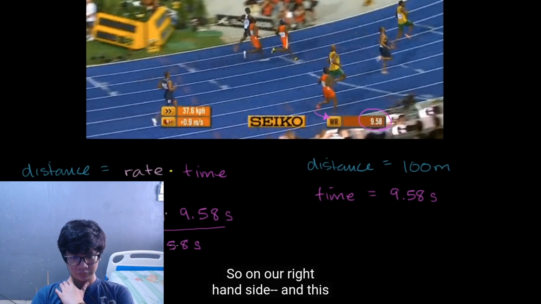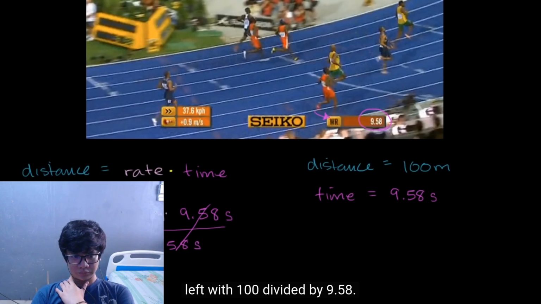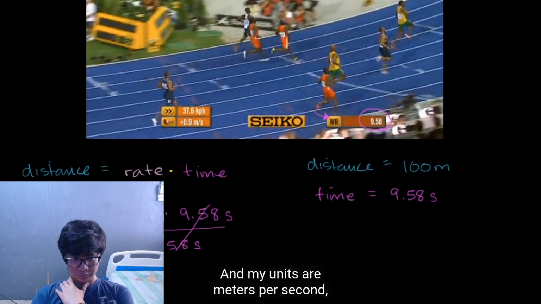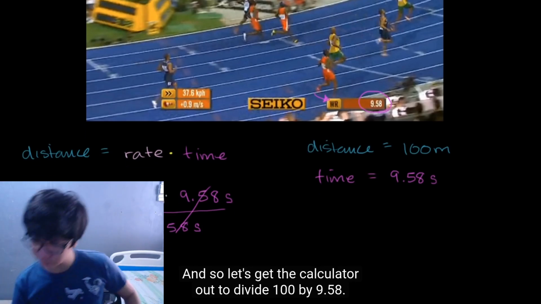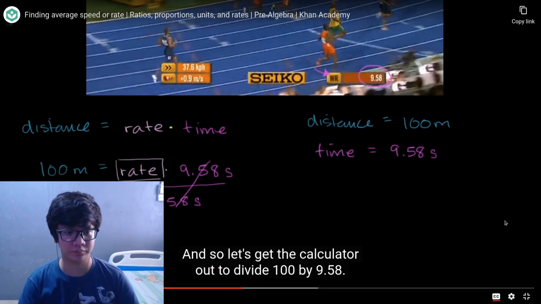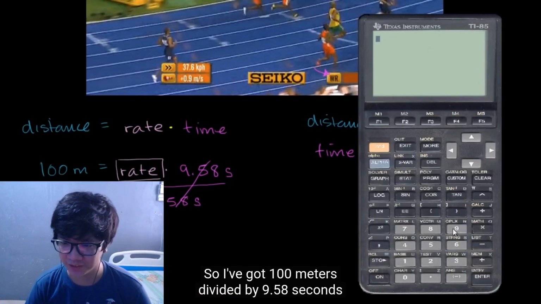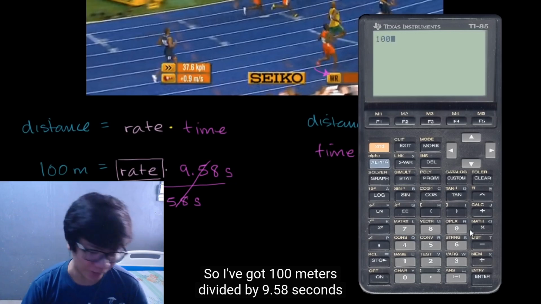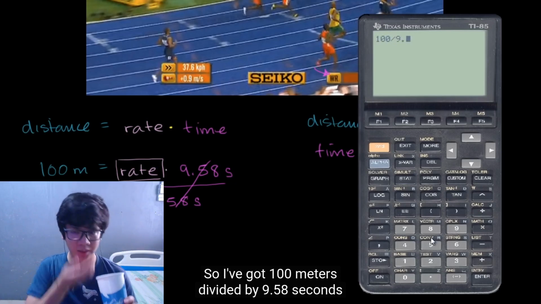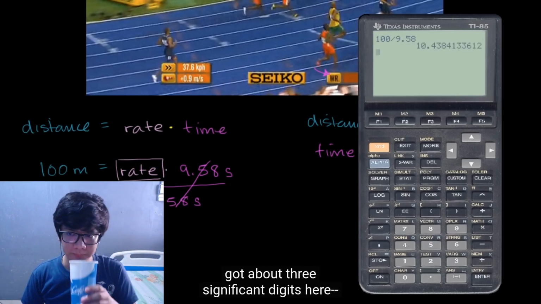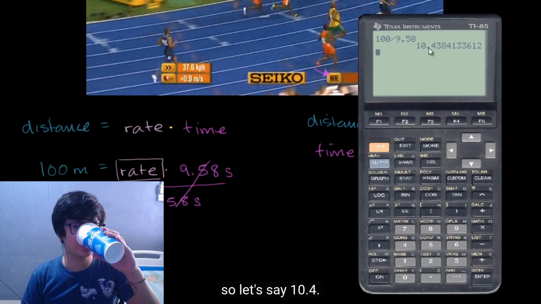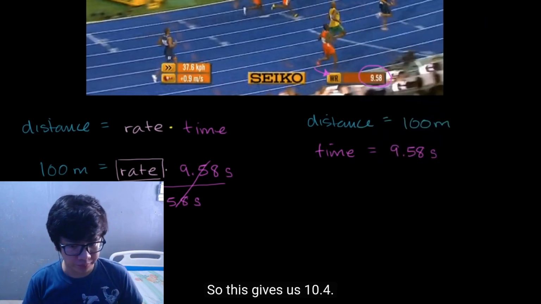So on our right-hand side, and this was the whole point, these two cancel out. And then on the left-hand side, I'm left with 100 divided by 9.58. And my units are meters per second, which are the exact units that I want for rate or for speed. And so let's get the calculator out to divide 100 by 9.58. So I've got 100 meters divided by 9.58 seconds, which gives me about 10.4 if we keep about 3 significant digits.